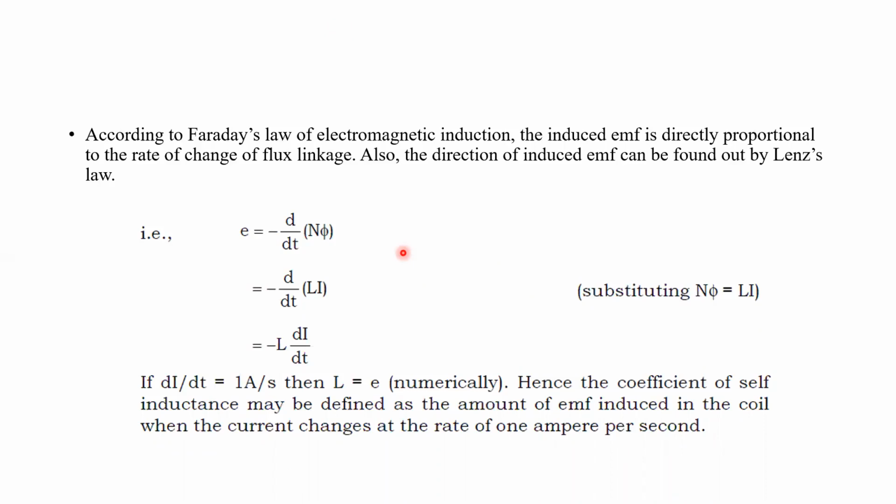So to find self-inductance, you find the EMF induced when the rate of change of current is 1 ampere per second. Hence, the coefficient of self-inductance may be defined as the amount of EMF induced in the coil when the current changes at a rate of 1 ampere per second. Is that okay, Nandini?